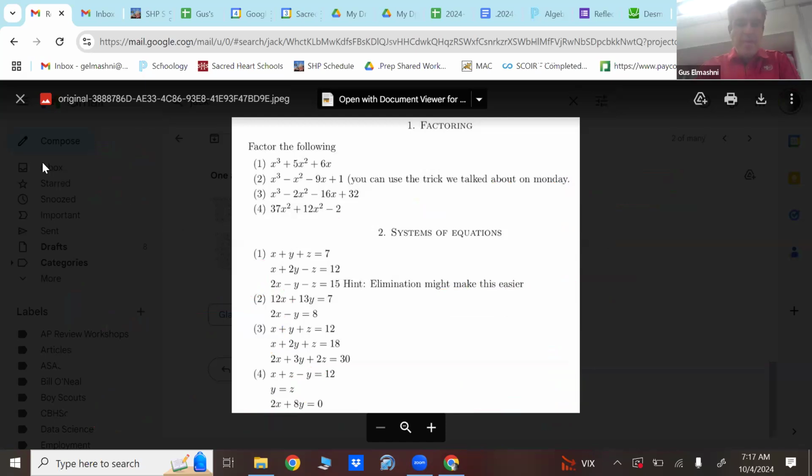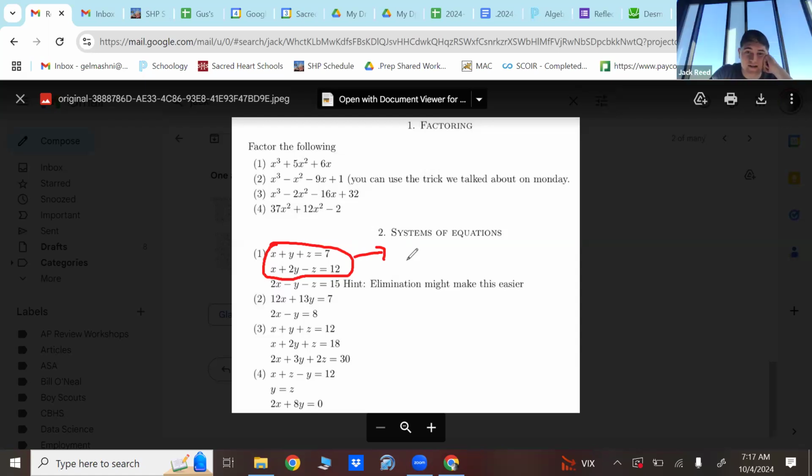Okay, he said elimination might make this easier. So I would probably consider adding these two equations. What happens when you add those two equations? You would get 2x plus 3y equals 19. Repeat again. 2x plus 3y equals 19. Perfect.